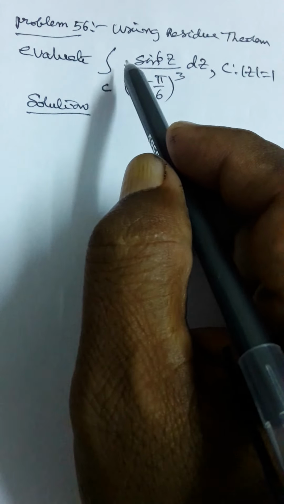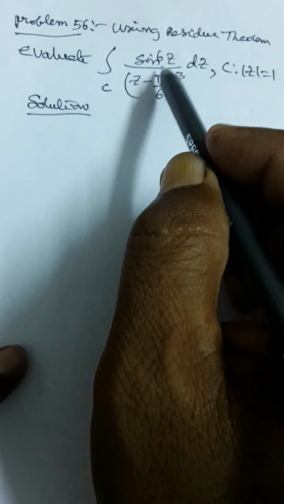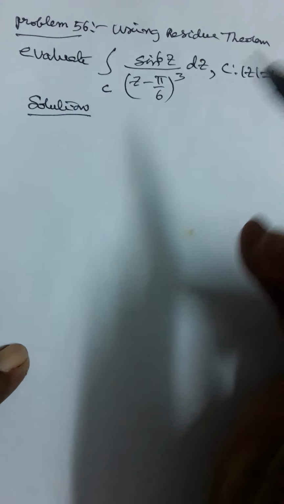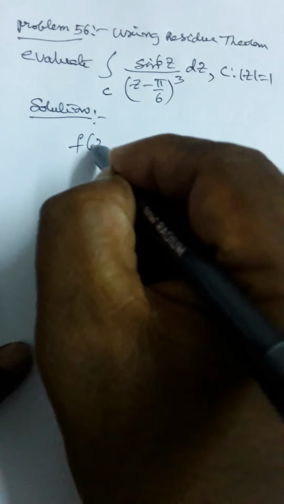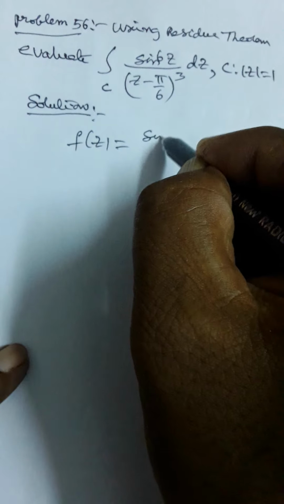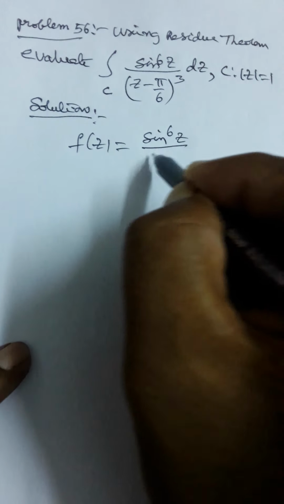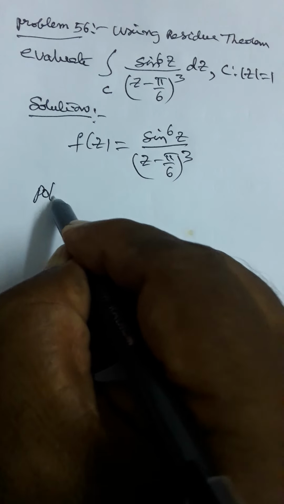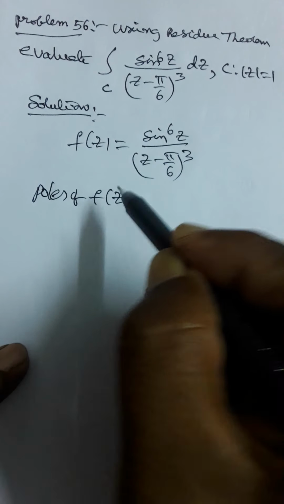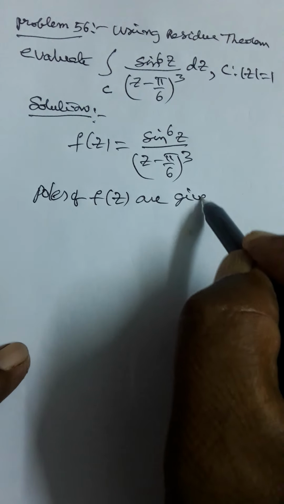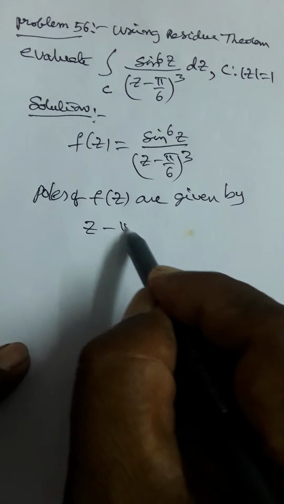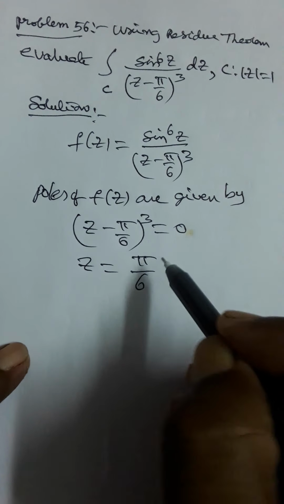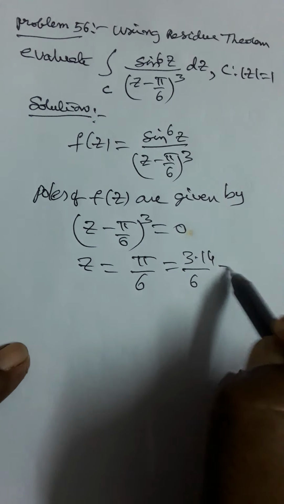Problem 56. Using the residue theorem, evaluate the integral over C of sin to the power of 6 z by (z minus pi by 6) whole cube dz, where C is such that mod z is equal to 1. Solution. Here f of z is sin to the power of 6 z by (z minus pi by 6) whole cube. Poles of f of z are given by equating the denominator to 0. So z is equal to pi by 6, which is 3.14 by 6, about 0.52.